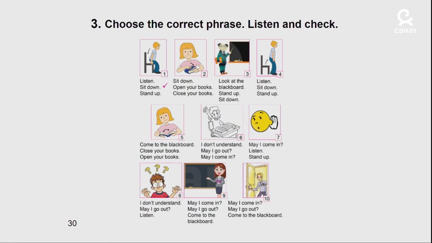Unit 1. Lesson 2. Exercise 3. Sit down. Close your books. Look at the blackboard. Stand up. Open your books. May I go out? Listen. I don't understand. Come to the blackboard. May I come in?